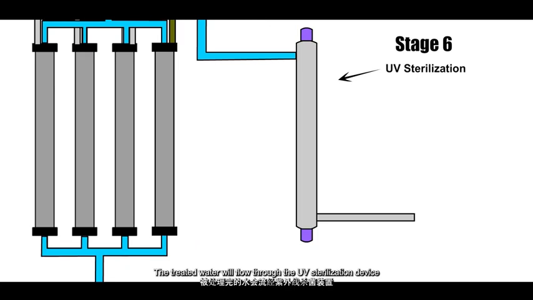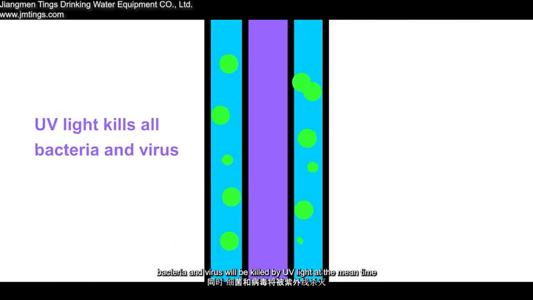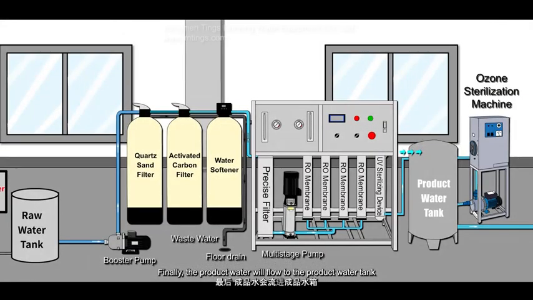Stage 6. The treated water will flow through the UV sterilization device. Bacteria and virus will be killed by the UV light at the same time. Finally, the product water will flow to the product water tank and is ready for the bottling process.